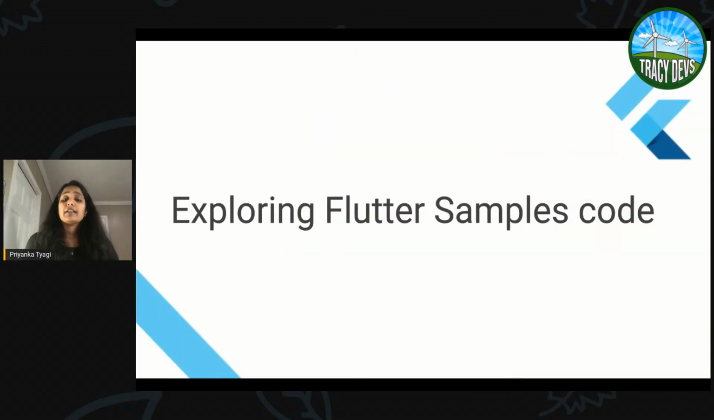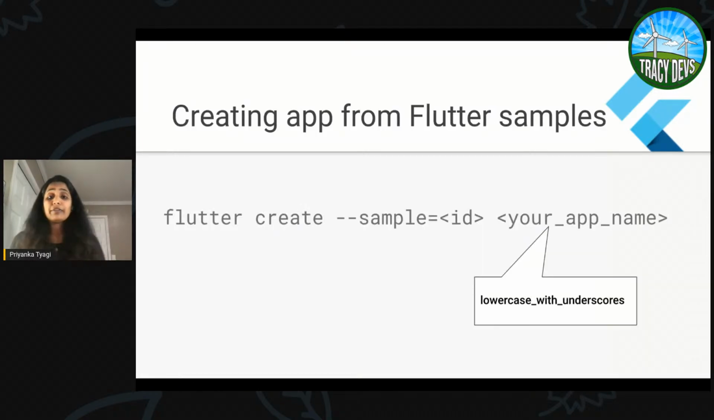Now, there is something like exploring Flutter sample code. This is my favorite part, because this is where I have more fun. I can go and explore different sample codes provided by the Flutter documentation. What we need to do here is have a simple command line, like a terminal, and simply run flutter create --sample and the ID of the sample provided. You put in any app name. The only thing is it has to be lowercase and appended with underscores. There are no spaces.